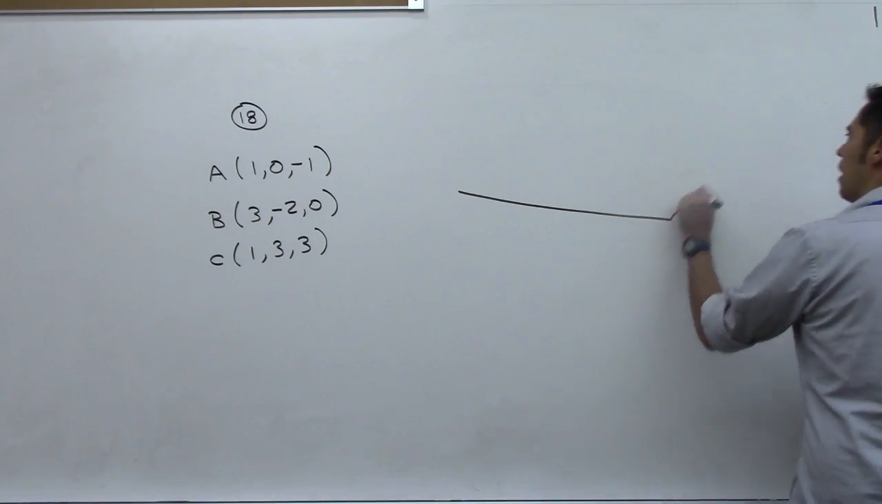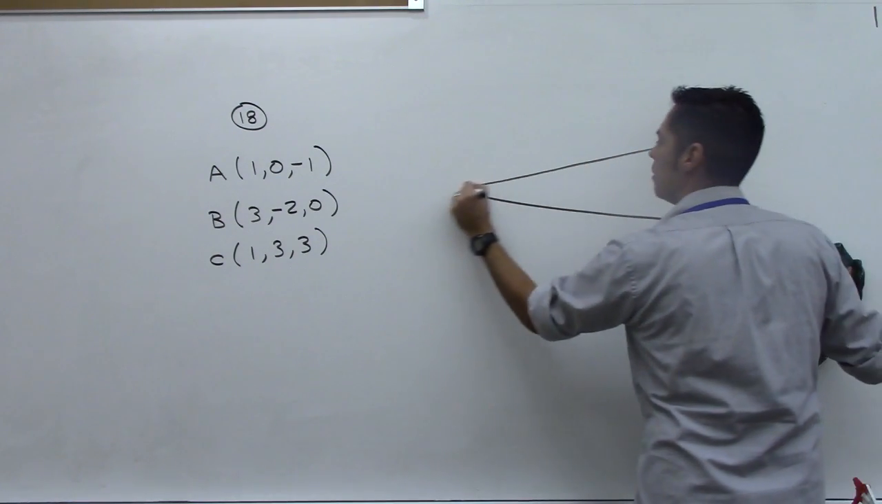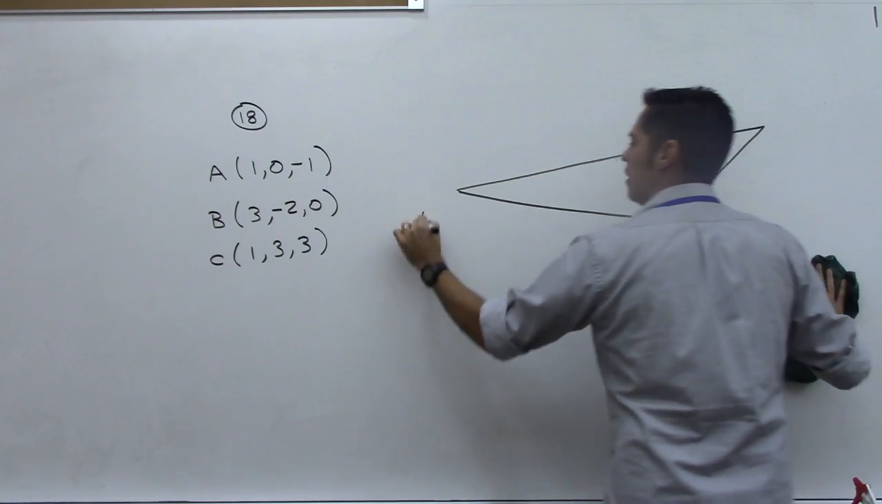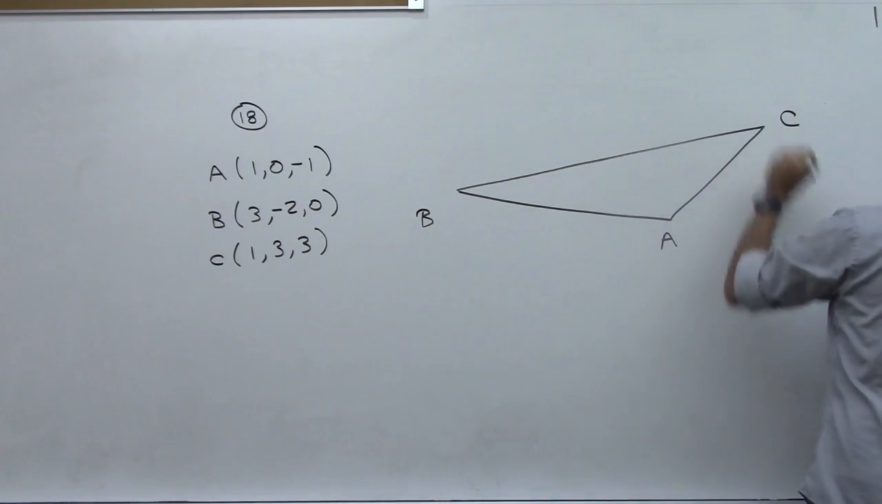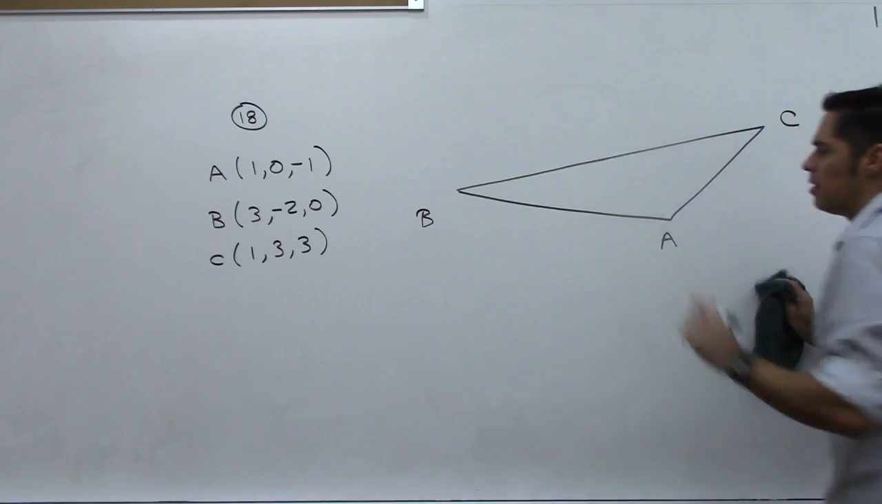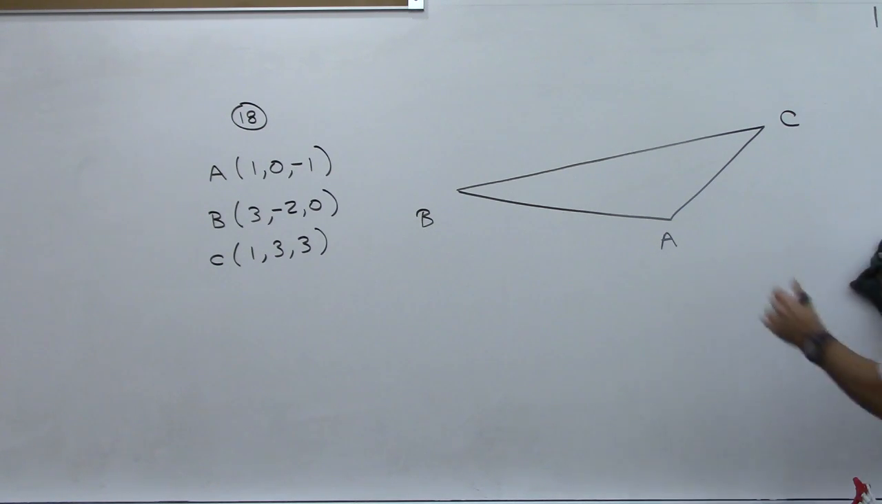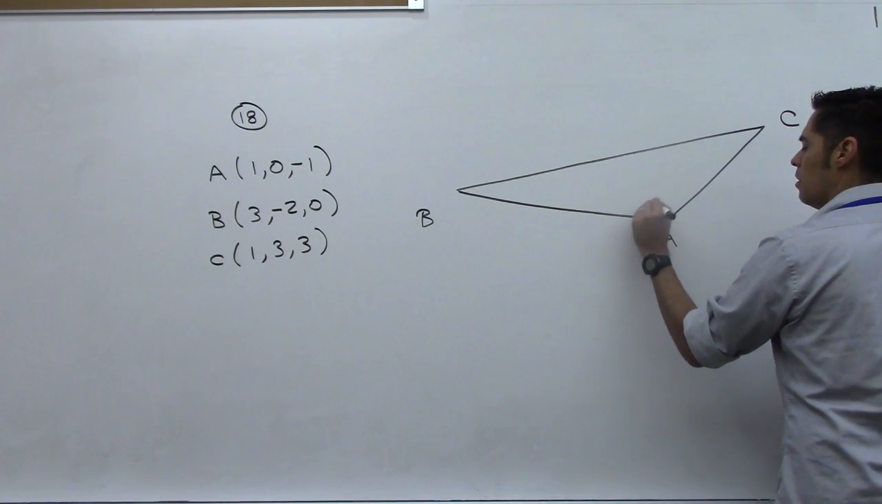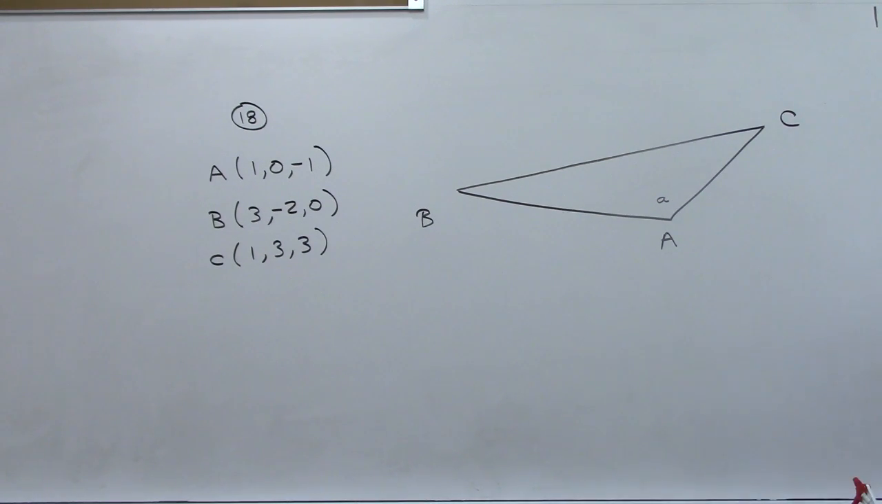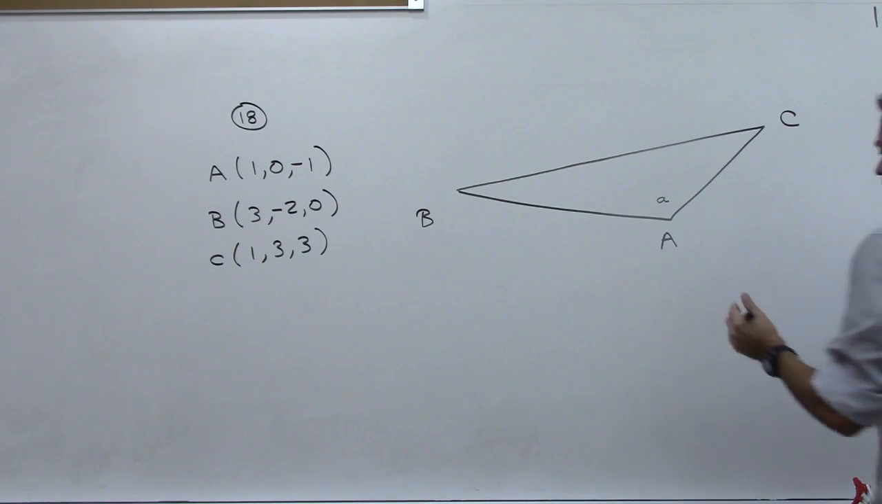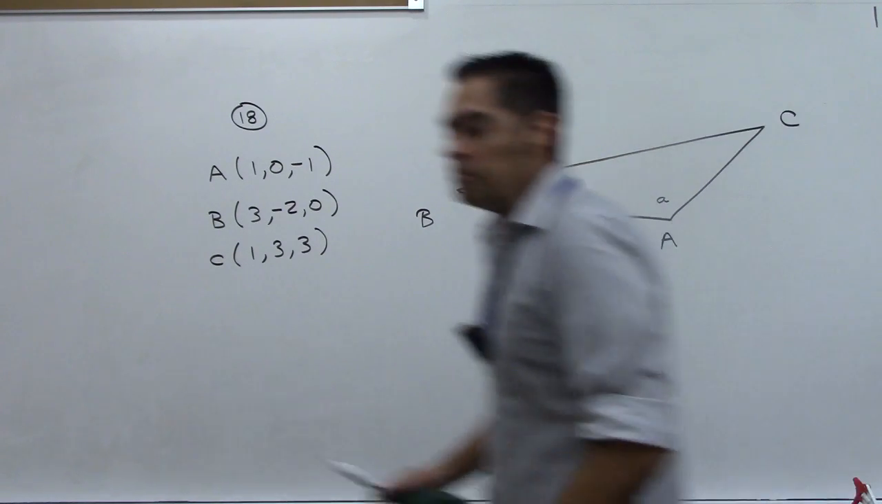And just draw my triangle like this: A, B, and C. And what I'm going to do is create some vectors. So let's try and get this angle right here first, which we'll call little a. To get little a, we're going to need 2 vectors.